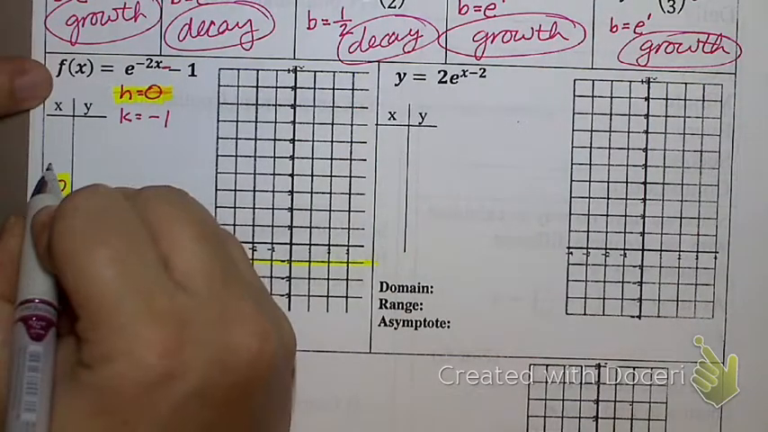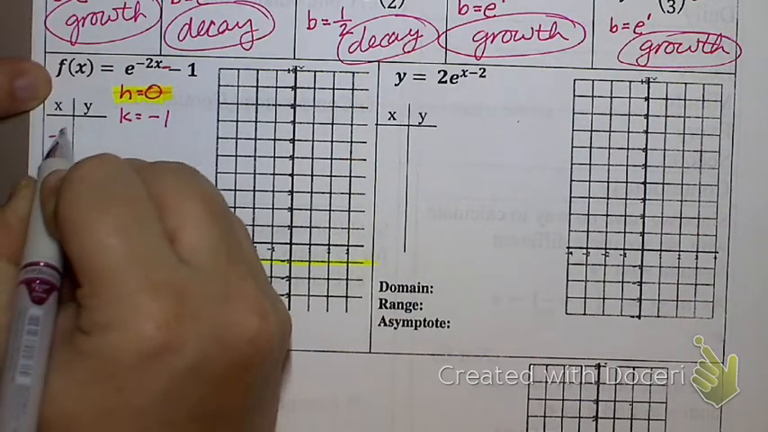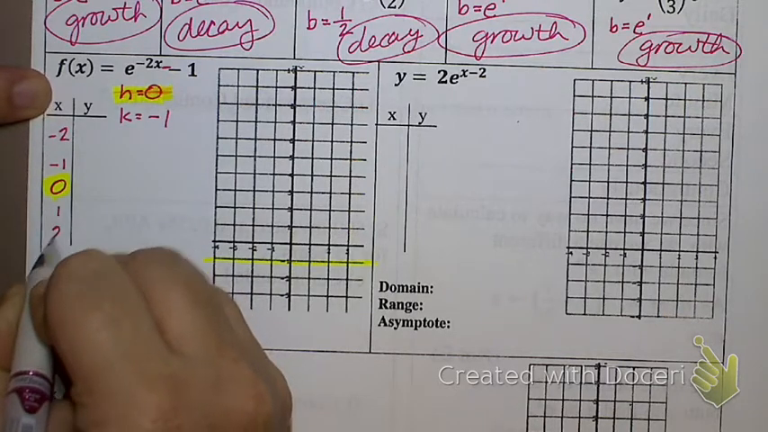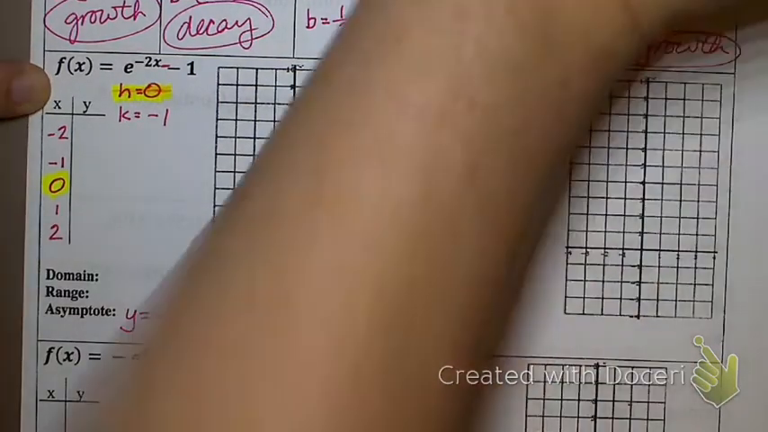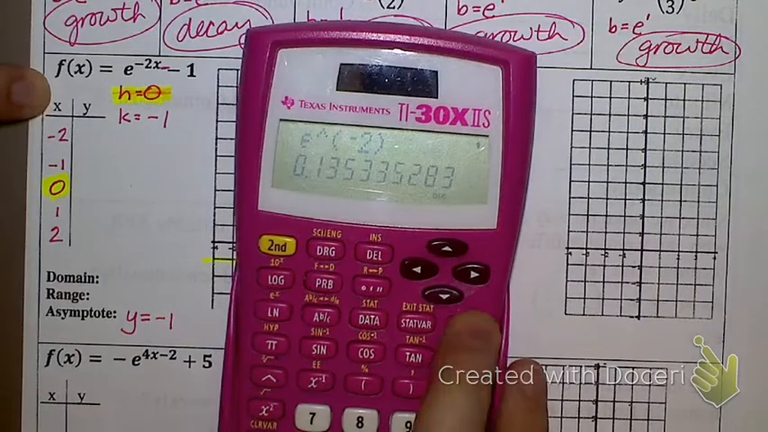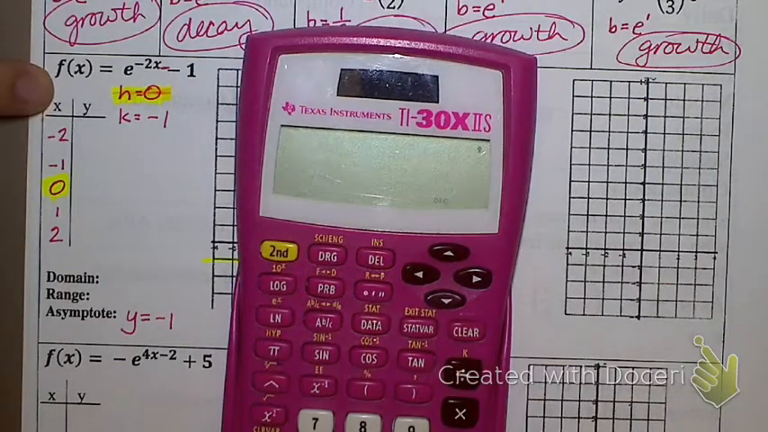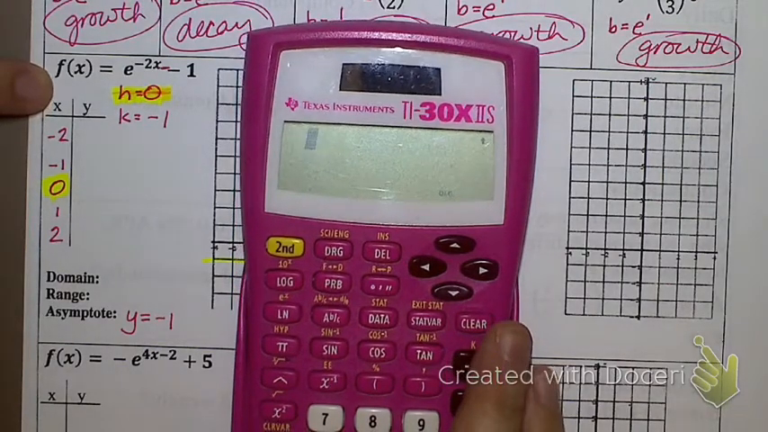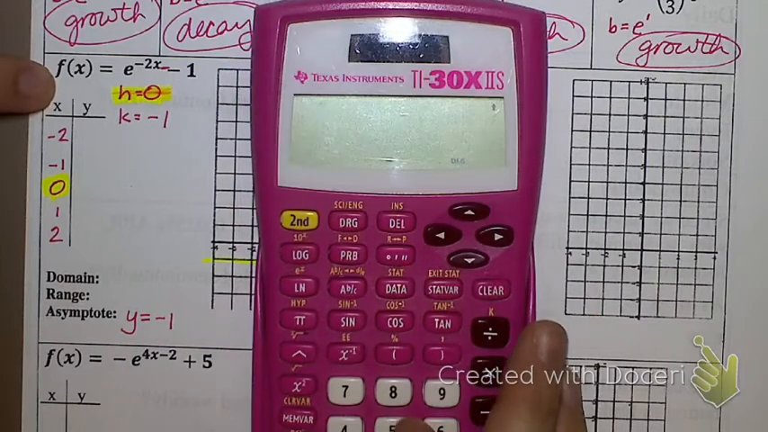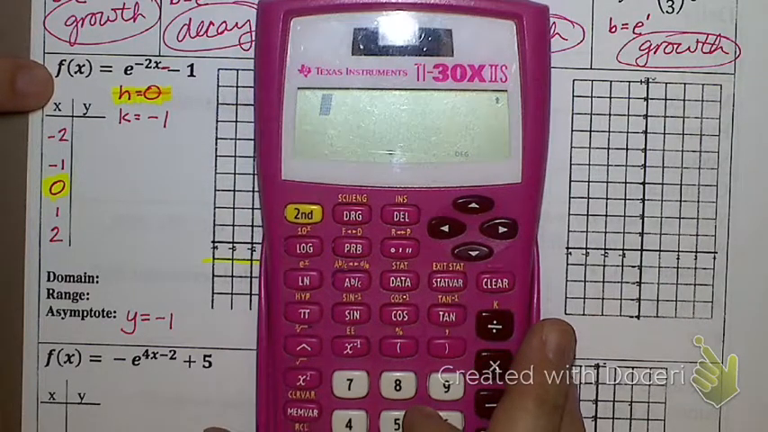Fill in some points around. So I'm going to do -1 and -2, +1 and +2, and then start plugging stuff in. The only difference is you're going to be using your E button when you plug stuff in. And when you use the E button, guess what? You get decimals, because E is an ugly decimal. It's going to produce ugly decimals.